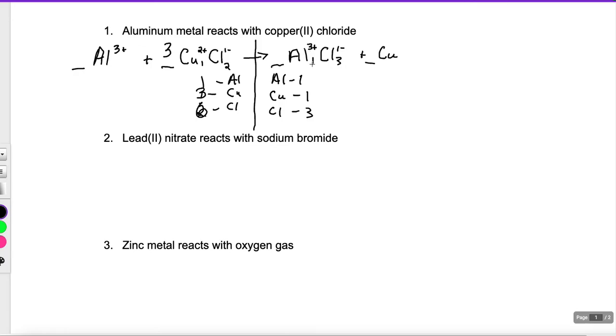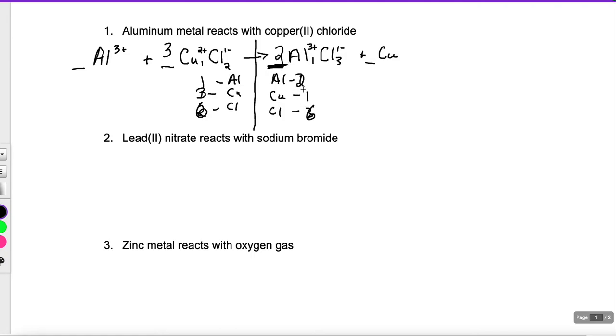Now I'm going to make this chloride over here 6. What number do I have to multiply times 3 to get 6? That's going to be 2. So that's going to make this chloride 6, but now it made my aluminum 2. I know that kind of looks like a 3 there. So there we go, 2.